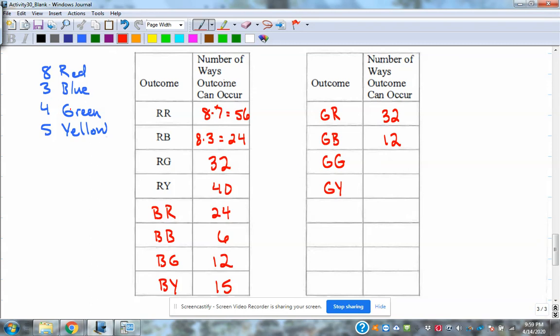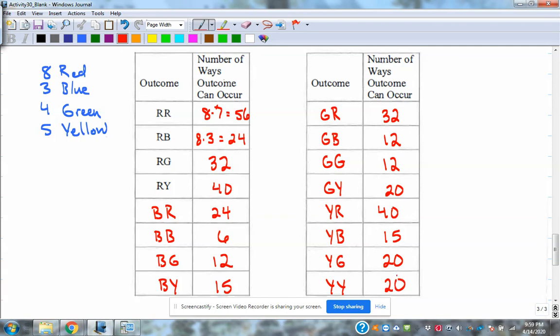Green, green could be 4 times 3, which is 12. Green, yellow would be 4 times 5 is 20. And then the last way would be yellow, red, yellow, blue, yellow, green, yellow, yellow. Yellow, red, 5 times 8 is 40. So 5 times 3 is 15. 5 times 4 is 20. And yellow, yellow would be 5 times 4, which is 20 as well.